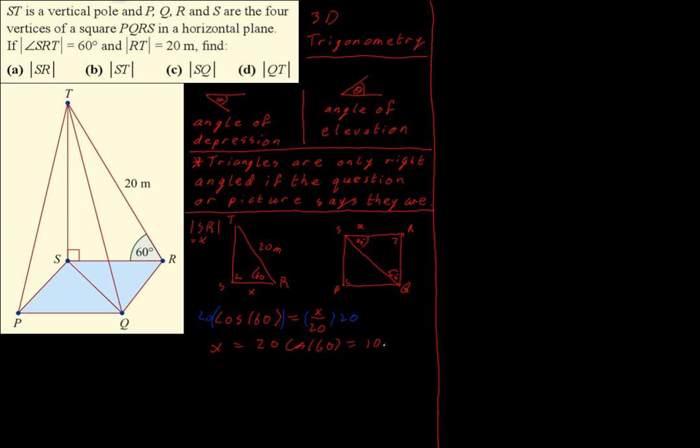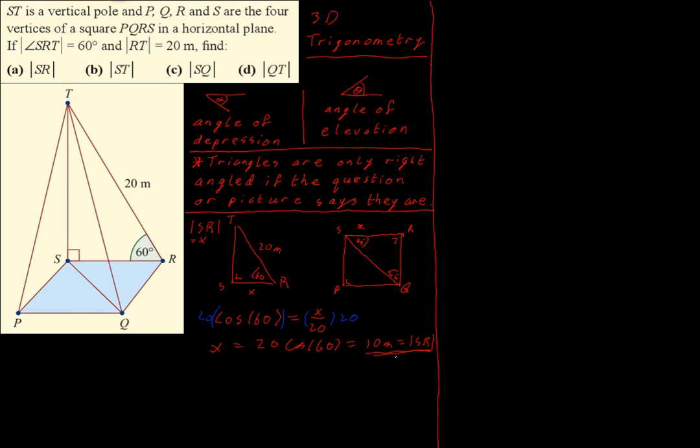And I don't forget that I'm talking about meters, so that's SR. It's a very good habit to rewrite at the end what you were actually finding. So my x is just a placeholder because rewriting SR all the time is a nuisance. So I called SR x. So this is my answer for part A.